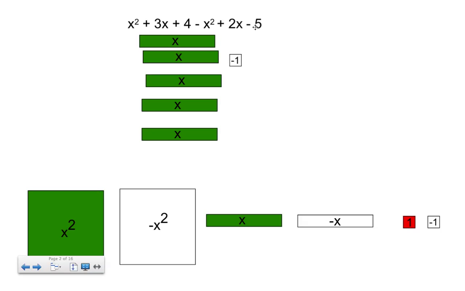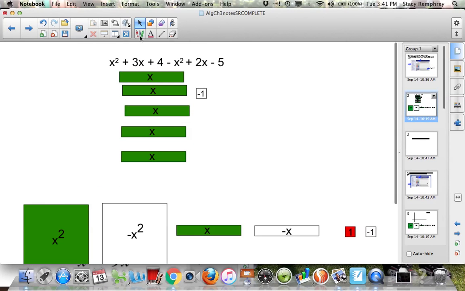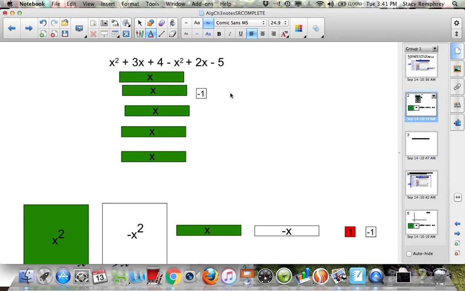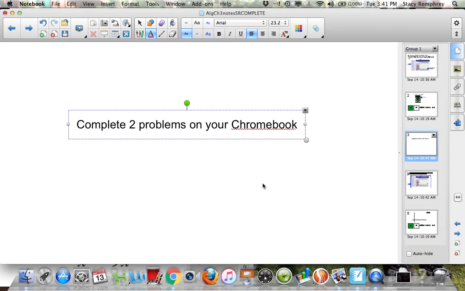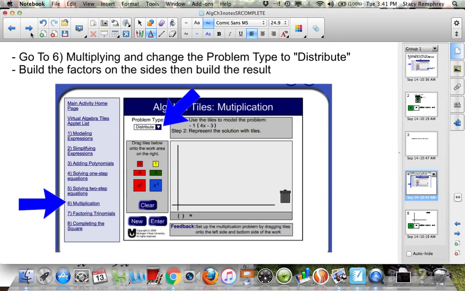So to simplify this, actually I'm going to have to leave this like this. Simplifying, because it's an expression, would be 5x minus 1 or 5x plus negative 1. Okay, and then I had them work 2 problems on that website, sorry, Chromebook. If you're interested, it is in your chapter 3 and 4 module.